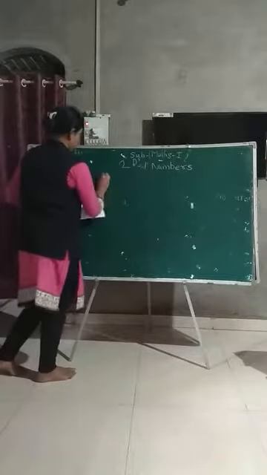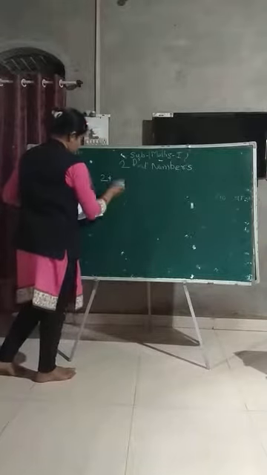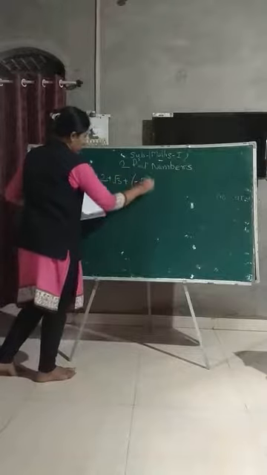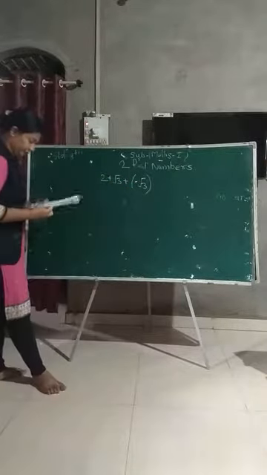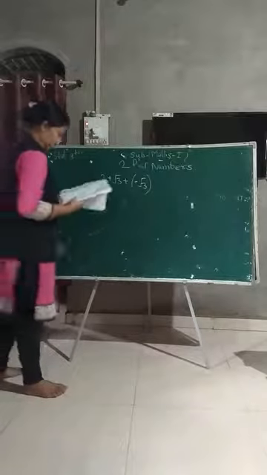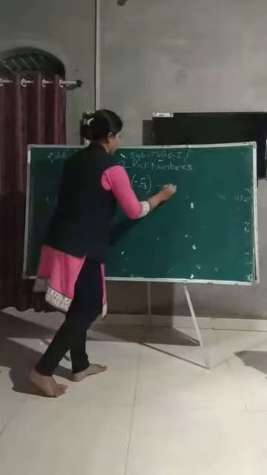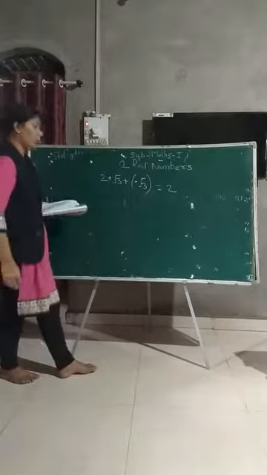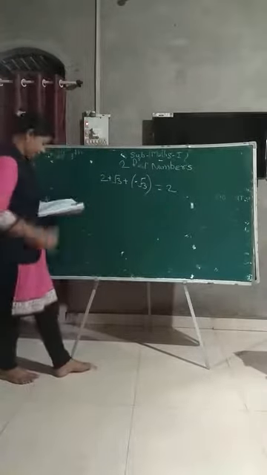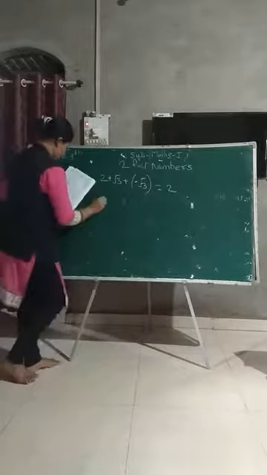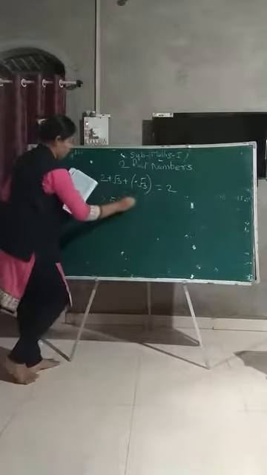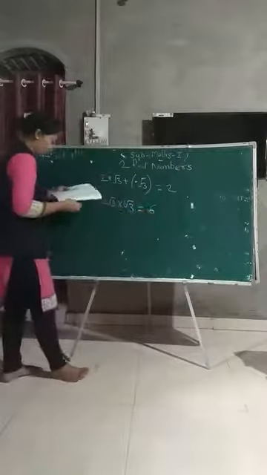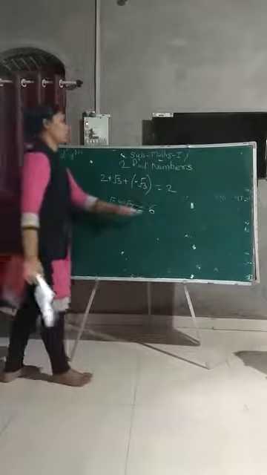That is, 2 plus root 3 minus root 3 equals 2. Both are irrational numbers and the sum of two irrational numbers is rational. Now 2 into root 3 into root 3, both are irrational and the multiplication of these two irrational numbers is rational.